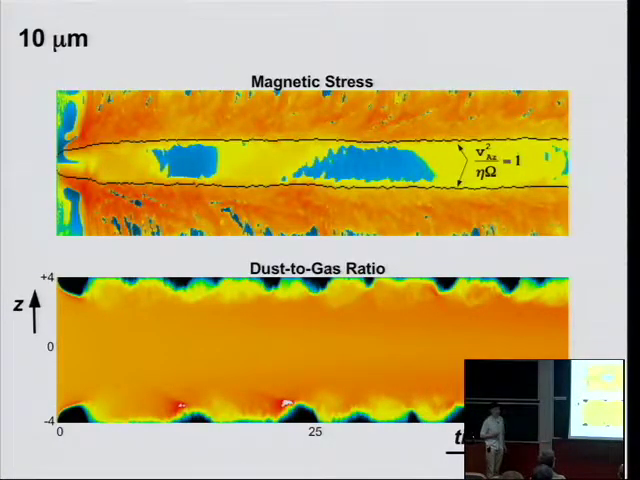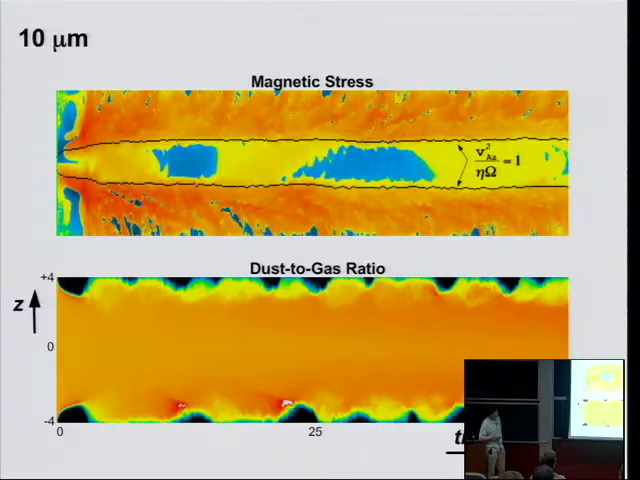So then we would like to look at whether the settling is affecting the size of the dead zone in any way. So here are two different variables plotted, horizontally averaged and plotted versus height and time now in a calculation with 10 micron grains.